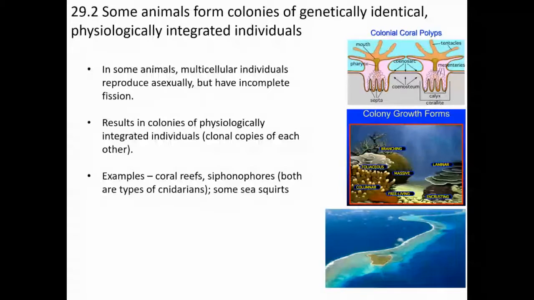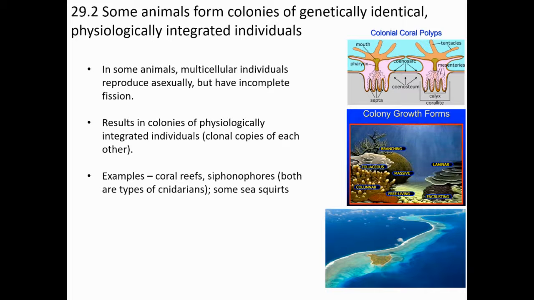Some animals are also colonial. Some animals form colonies of genetically identical, physiologically integrated individuals. Here, multicellular individuals reproduce often by asexual means to produce a larger colony. A great example of this is a coral that's made up of individual little polyps that reproduce asexually into lots of them, and they retain connections.